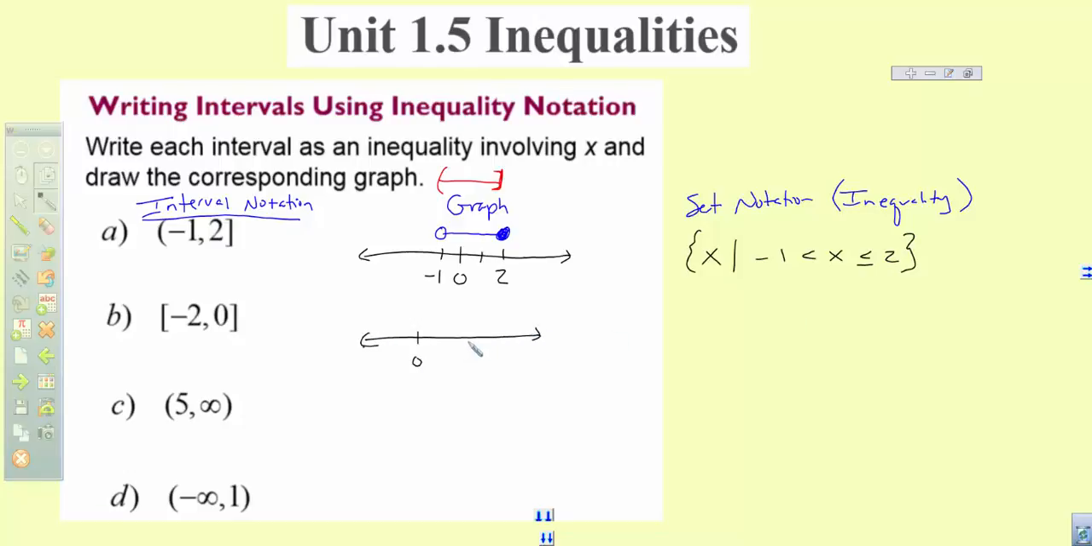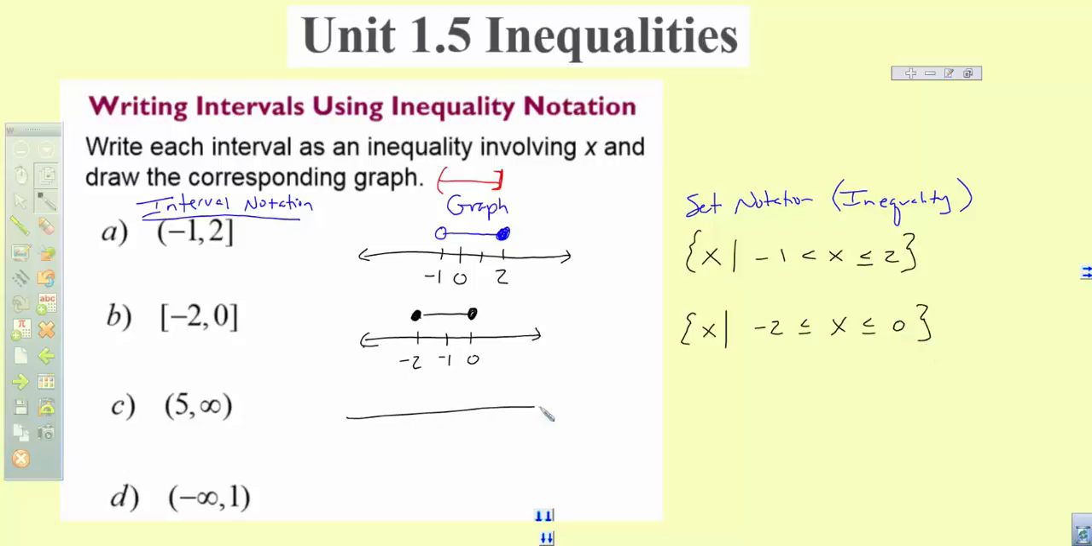So we've got 0. Oops, I went the wrong way. Let's change that around real quick. We'll put our -2 right there. So that'll be our -2. That'll be our -1. That'll be our 0. So we have a closed-in circle on -2, a closed-in circle on 0. Our set notation would be -2 less than or equal to x less than or equal to 0.